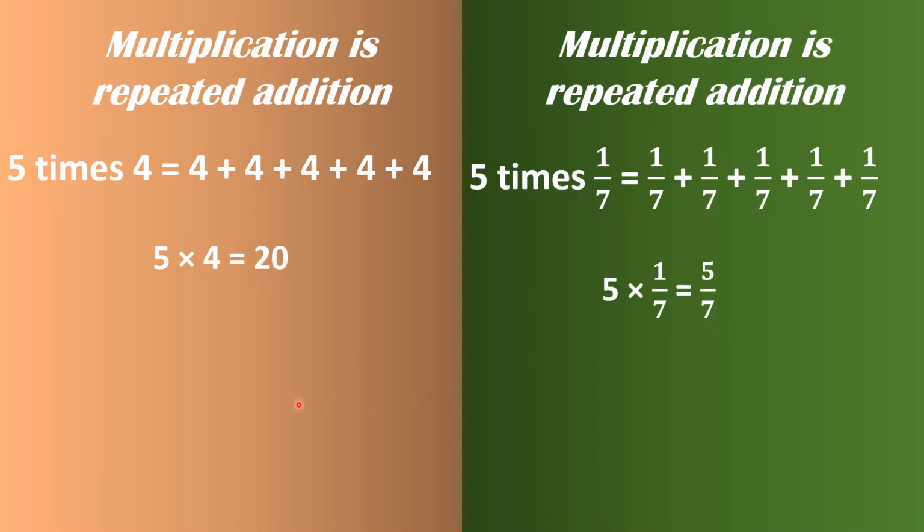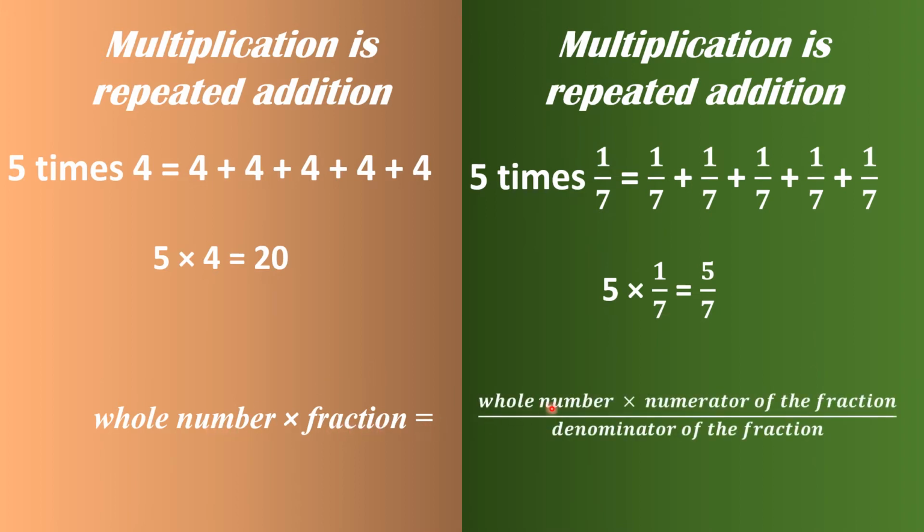It means we can say that whole number multiplied by fraction. Here 5 is a whole number and 1 by 7 is a fraction. Whole number multiplied by fraction equals whole number multiplied by numerator of the fraction, over denominator of the fraction. So here 5 ones are 5, that is whole number multiplied by numerator, that equals 5, and denominator of the fraction is 7, so that will be 7 here.